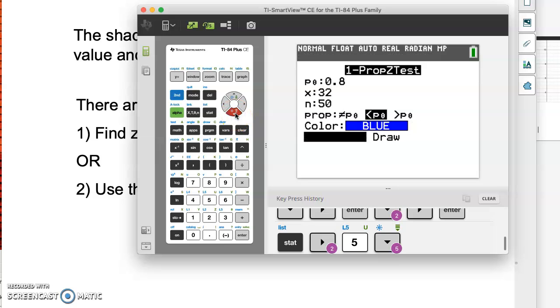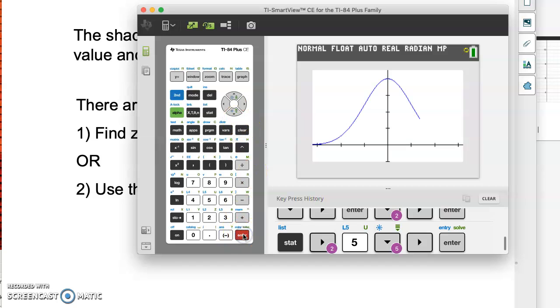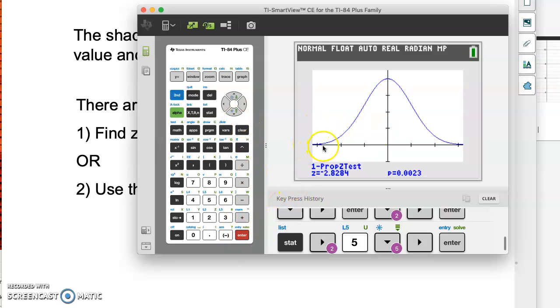I could calculate or draw. If I select draw, then it's going to draw me a normal curve with a picture. Notice there's really no shading here. If you look really closely, it might be just a tiny bit because it's so far to the left. It's almost 3 standard deviations to the left, so it's right about there. z is negative 2.8284, and p is 0.0023.